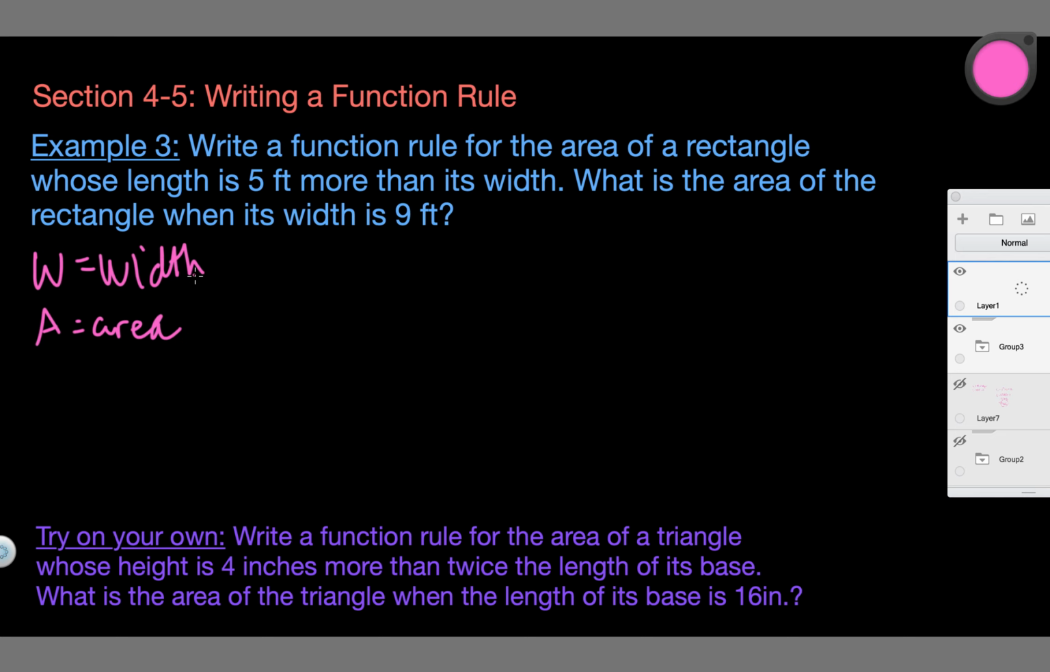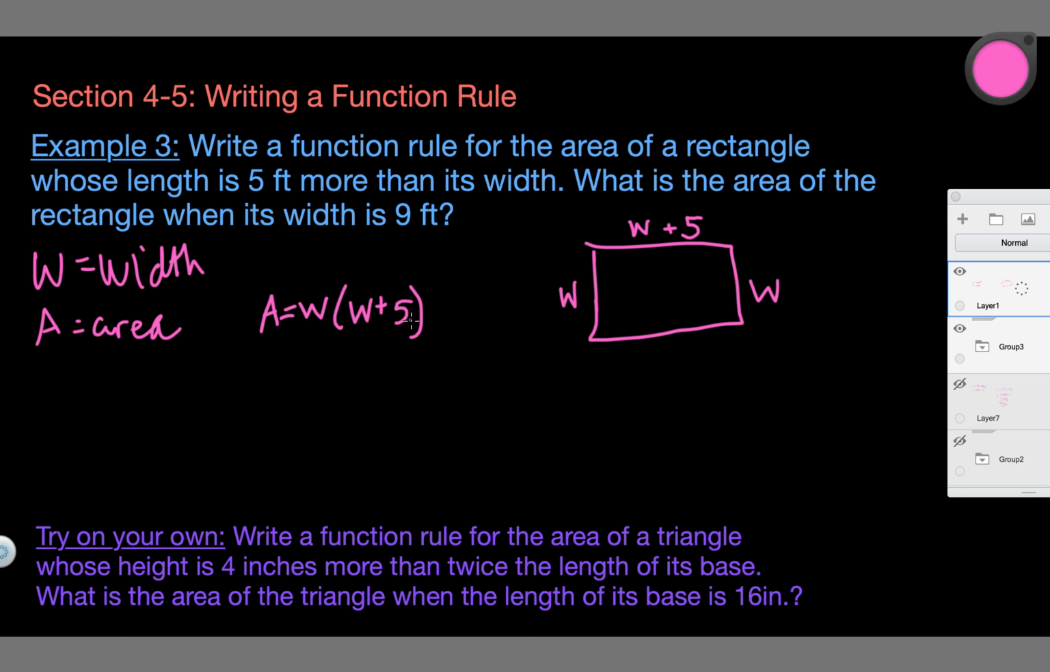But whenever it's something like this, I always like to draw a picture. So let's draw this picture of a rectangle. So this is my width, right? It says that my length is 5 more than its width. So I can represent my length as 5 more than the width, W plus 5. Now area, we know, is we multiply our length times our width. So if we want to represent this, we can say that our area equals our length times our width. So W times our length, which is W plus 5.